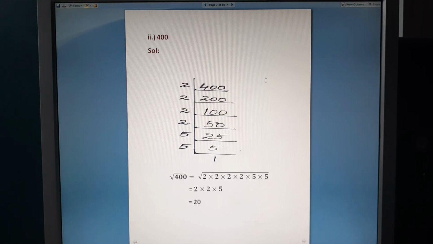Second one, 400. Solution. 400 by 2 is 200. 200 by 2 is 100. 100 by 2 is 50. 50 by 2 is 25. 25 by 5 is 5. 5 by 5 is 1. Root of 400 is equal to root of 2 into 2 into 2 into 2 into 5 into 5. That is equal to 2 into 2 into 5. That is equal to 20. Therefore, root 400 is equal to 20.